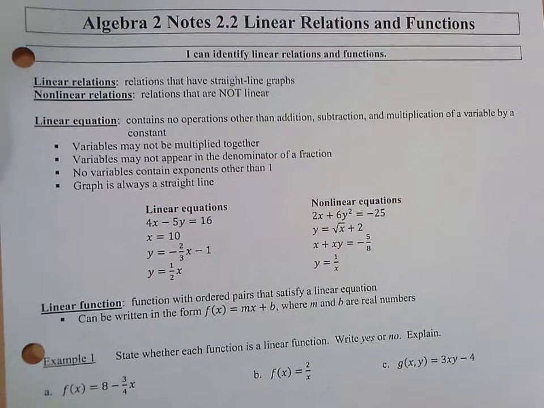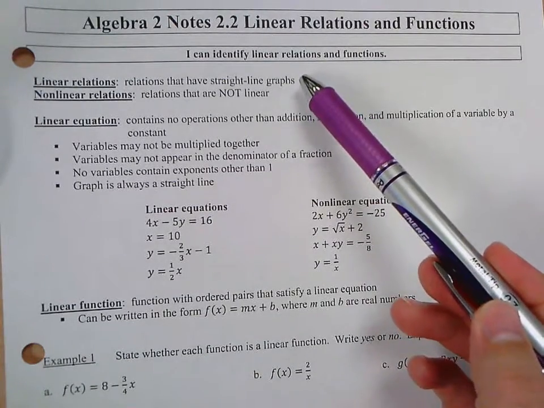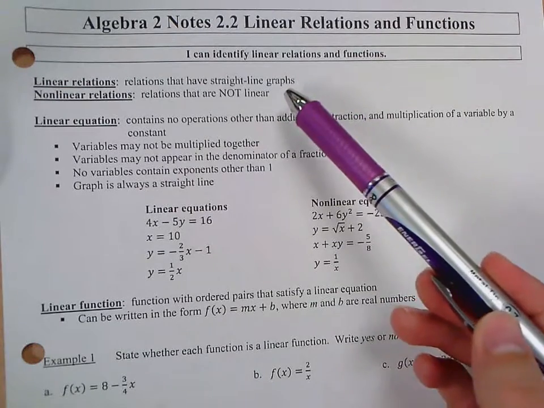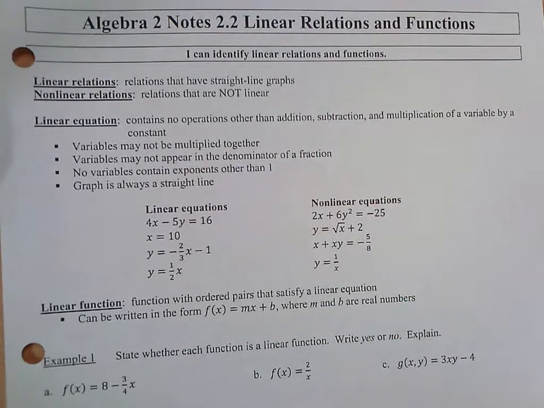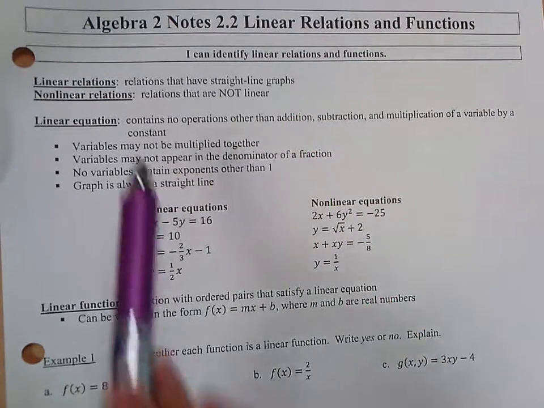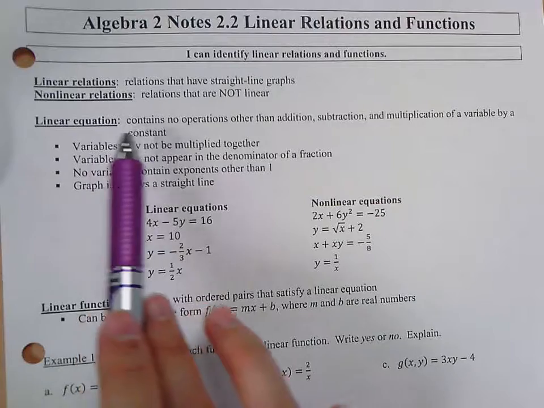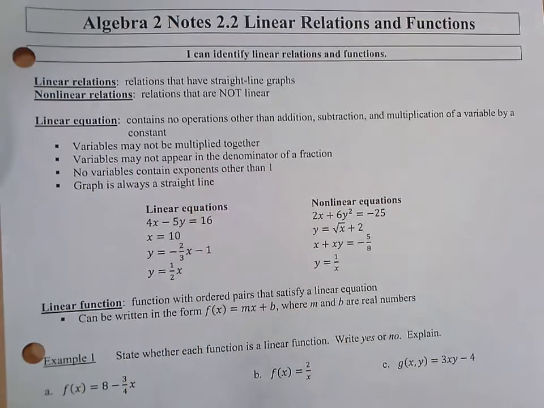I did mention chapter 2 is primarily on linear relations and functions. So yesterday was just a review of what a relation and a function was, and now it's tying into what's actually linear. So linear relations are relations whose graphs would be straight lines. Nonlinear would be not linear. So just that vocabulary. Linear equations. These are equations that contain no operations other than addition, subtraction, and multiplication of a variable by a constant.